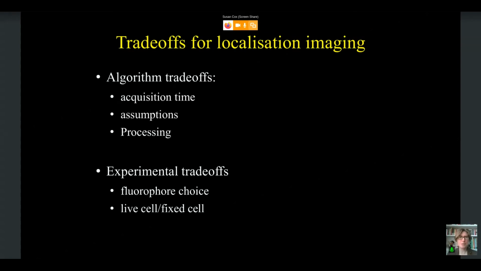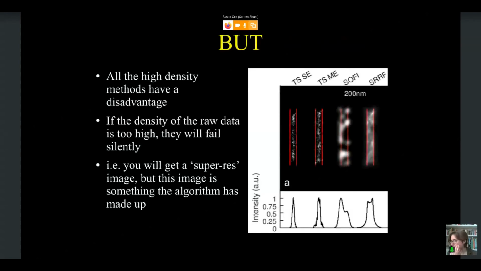But for all of these methods, I increasingly became concerned because all of the high-density methods have a disadvantage, and I completely include 3B, my own methods, every single one that I've tested. They all have this disadvantage. With some it kicks in earlier, with some it kicks in much, much later. But at some point, if you have too high a density of the raw data, all these multi-emitter methods fail, and they fail silently. That is, you will get a super resolution image, but this image is something that the algorithm has made up.